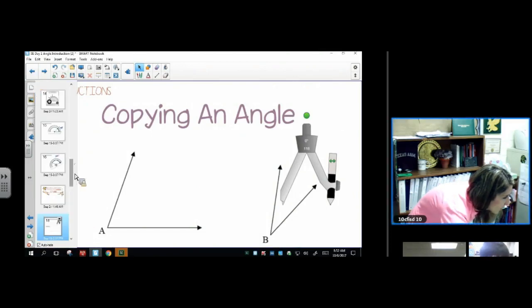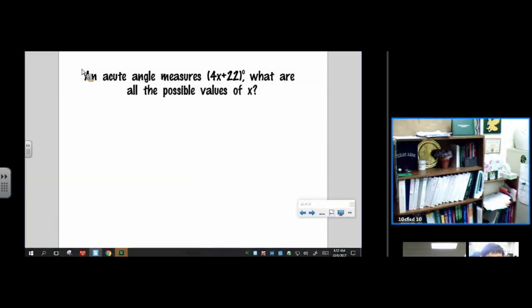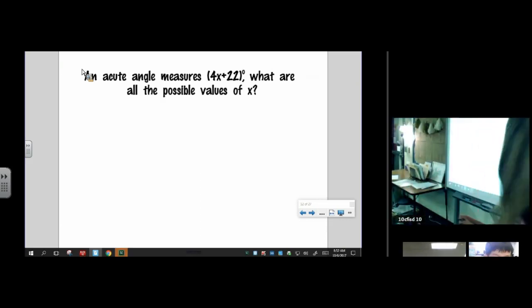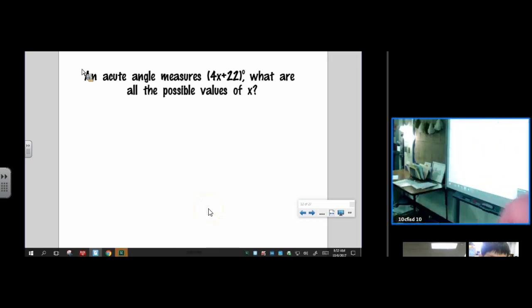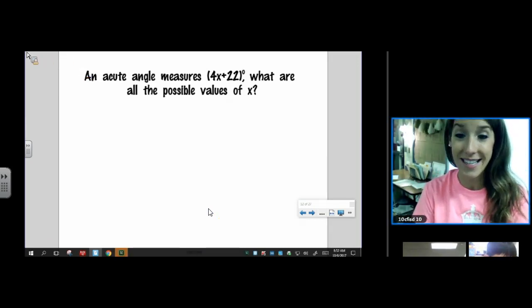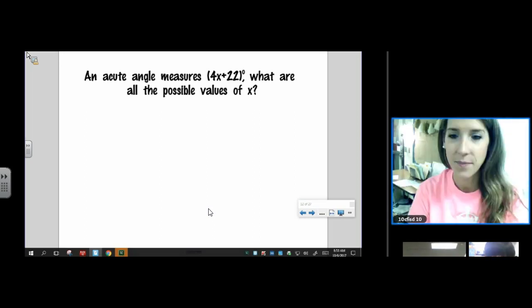Okay, I want to go over a few more angle things before y'all have to leave class. So let's do 2 examples, and then our lesson's over. Let's look at this problem. It'll show up on your homework, so I want to make sure you're prepared. An acute angle measures 4x plus 22 degrees. What are all the possible values of x?